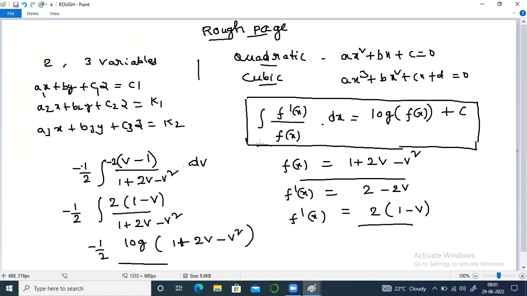So my final answer is minus 1 by 2 into log 1 plus 2v minus v square. This is the thing. Okay, now I'm going to the next page.